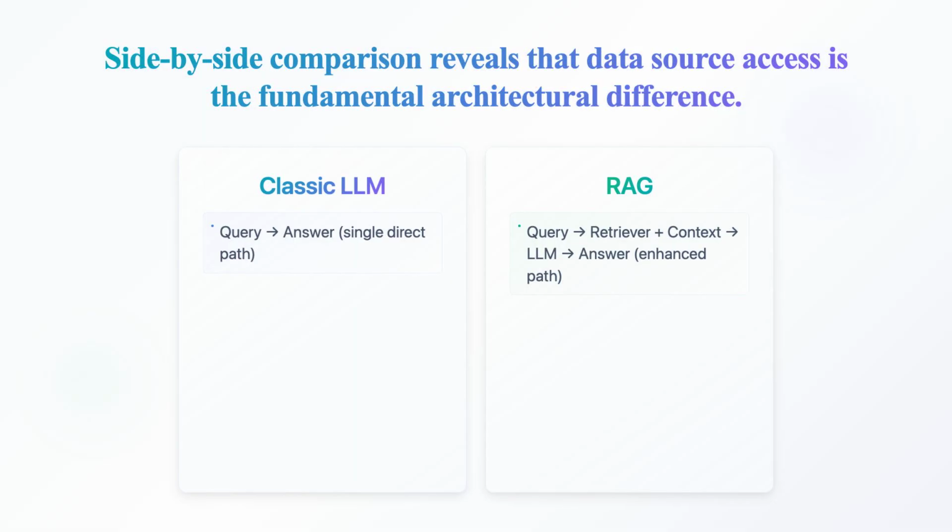Let's put them side by side to see the difference clearly. Classic LLM, a single direct arrow from query to answer. RAG, query splits to both retriever and LLM, with the retriever feeding context to the LLM before it answers. The key difference is the data source: RAG can access external information while classic LLMs cannot. This architectural change is what enables all of RAG's advantages.